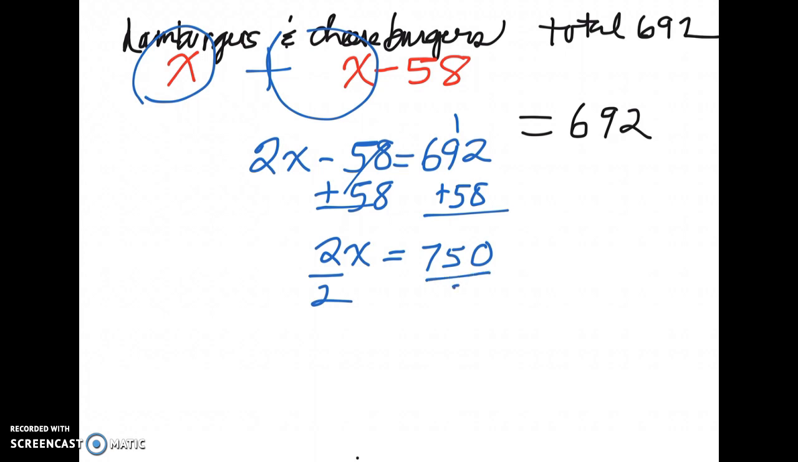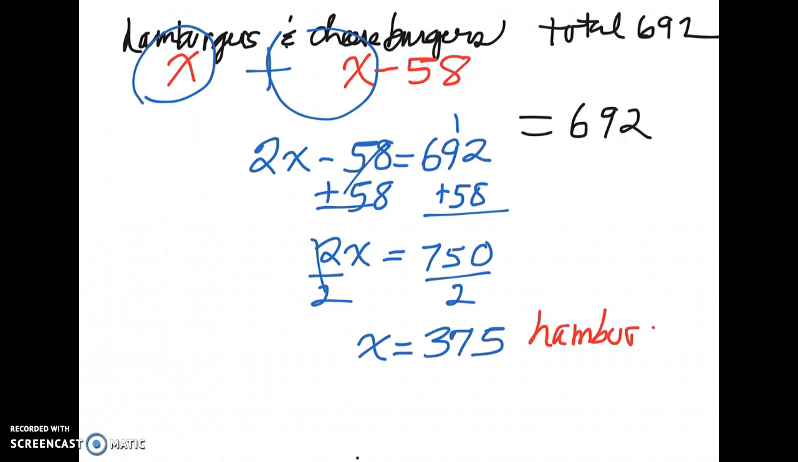And so then I divide both sides by 2. And so X is going to be 375. So there were 375 hamburgers. Okay, because that's my X, right? And then my cheeseburgers would be 375 minus 58.